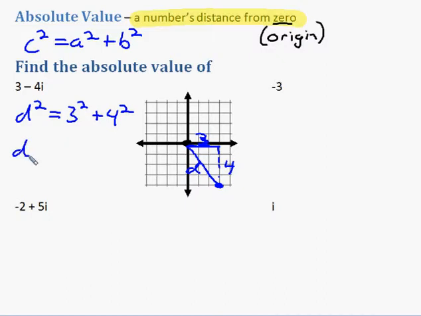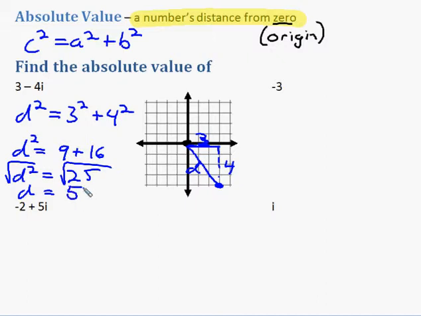So d squared equals 9 plus 16. We're going to take the square root of both sides, but first we add them. It's 25, and d equals, we're going to take the square root here. And notice I didn't put plus or minus here. There's a reason I didn't put plus or minus, is because we're finding absolute value. Absolute value is a distance, and therefore absolute value is never negative. So we don't need the negative part. So the distance is just 5, so the absolute value is 5.